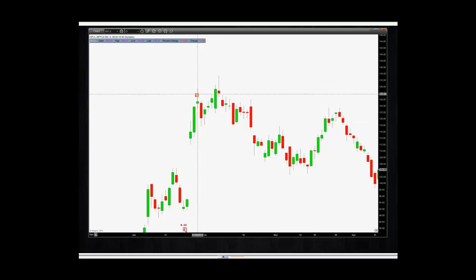Bulls tried to push past the intraday level of this previous shooting star one more time, didn't work, failed miserably, and again, the rest is history.